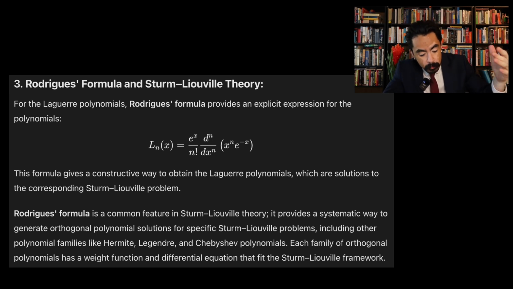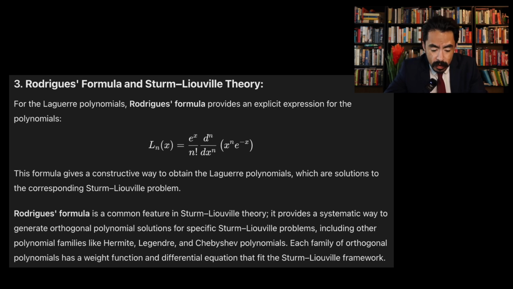But I would say most people, especially engineers, have probably heard of Rodrigues, if at all, from Rodrigues' formula, which provides an explicit expression to obtain the Laguerre polynomials: capital L_n of x is equal to e to the x over n factorial, times d^n/dx^n of the quantity x to the n times e to the negative x. And this makes sense because Rodrigues' formula is a common feature in Sturm-Liouville theory. It provides a systematic way to generate orthogonal polynomial solutions for specific Sturm-Liouville problems, including other polynomial families, for example Hermite, Legendre, and Chebyshev polynomials.